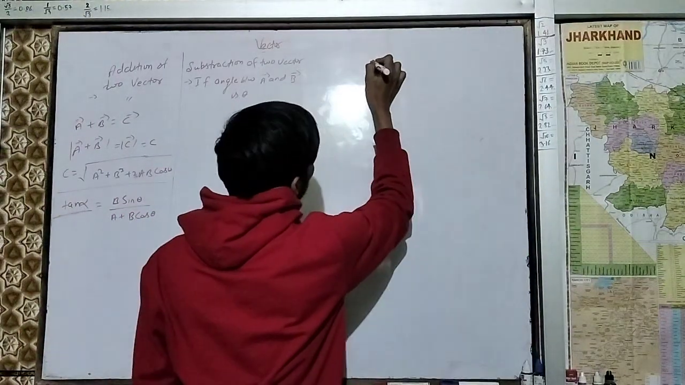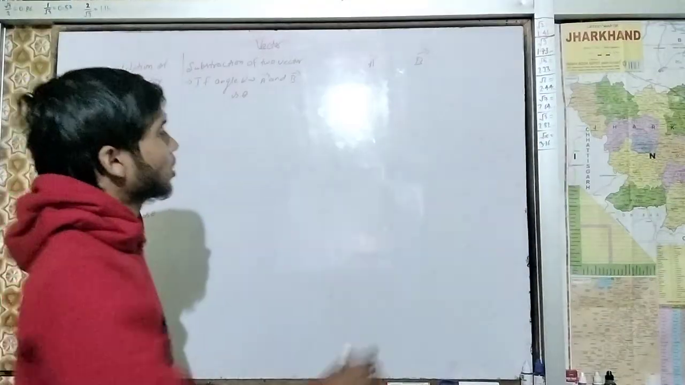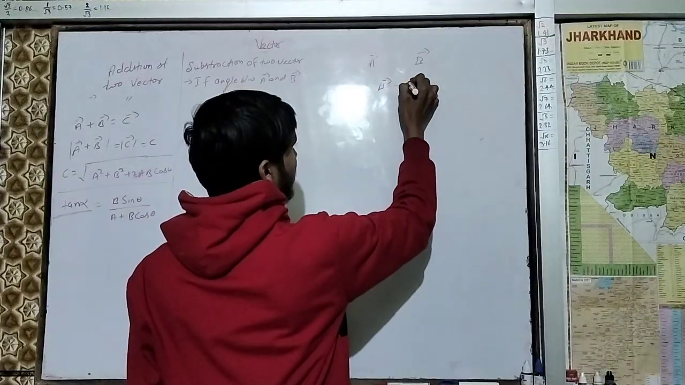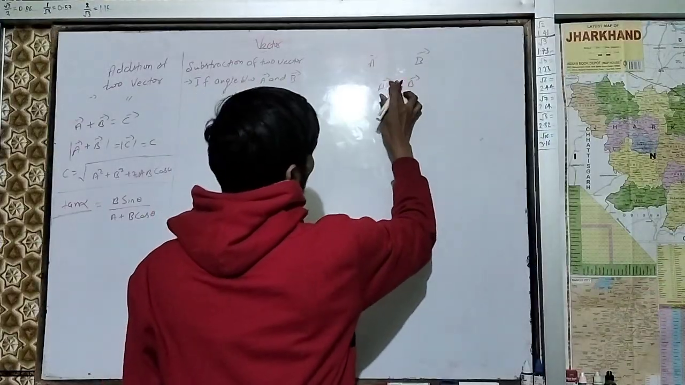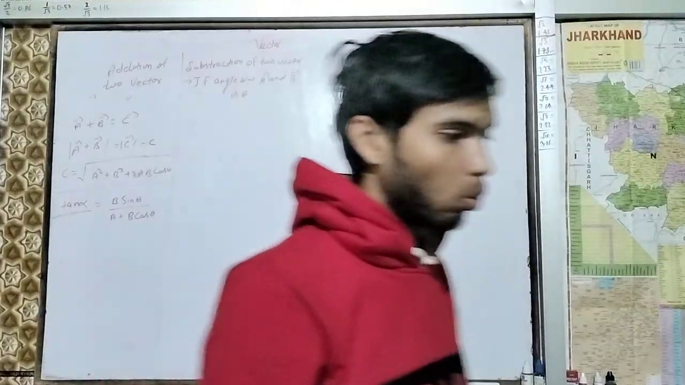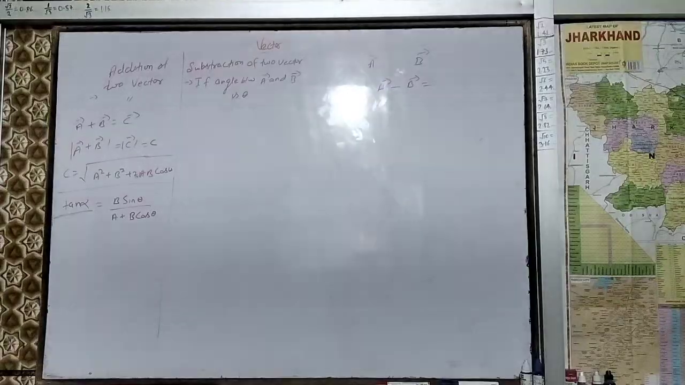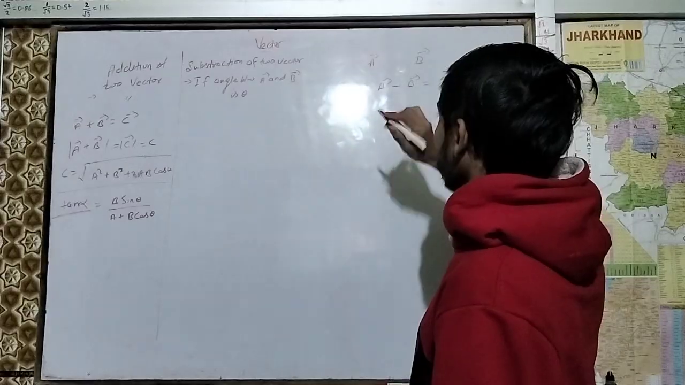Now, this part we have seen. What about the subtraction of two vectors? It means we are saying this is one vector and this is another vector. Subtraction of this means we are talking about vector a minus vector b. Vector a minus vector b is equal to what? Yes, this is equal to vector d.